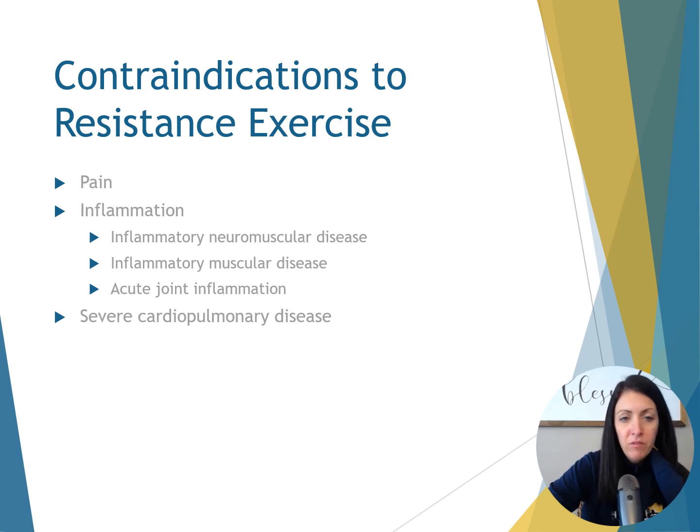If a patient has inflammation, dynamic and static resistance training is absolutely contraindicated in the presence of inflammatory neuromuscular disease. For example, if a patient has acute anterior horn cell disease such as Guillain-Barré, or inflammatory muscle disease such as polymyositis or dermatomyositis, resistance exercise may actually cause irreversible deterioration of strength or damage to muscles.